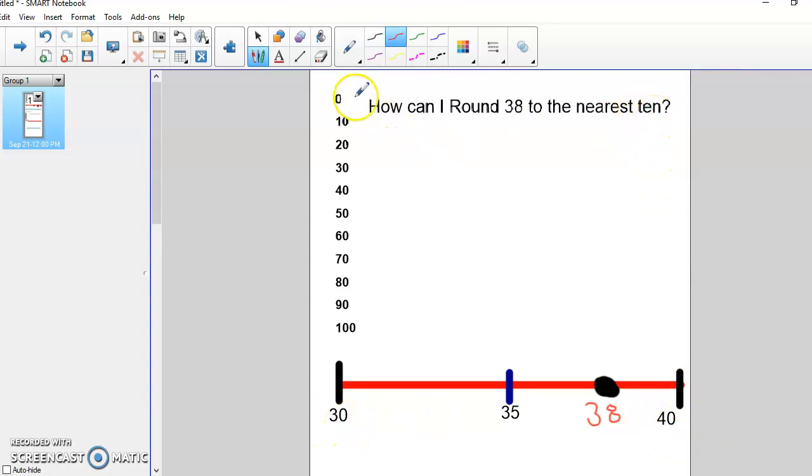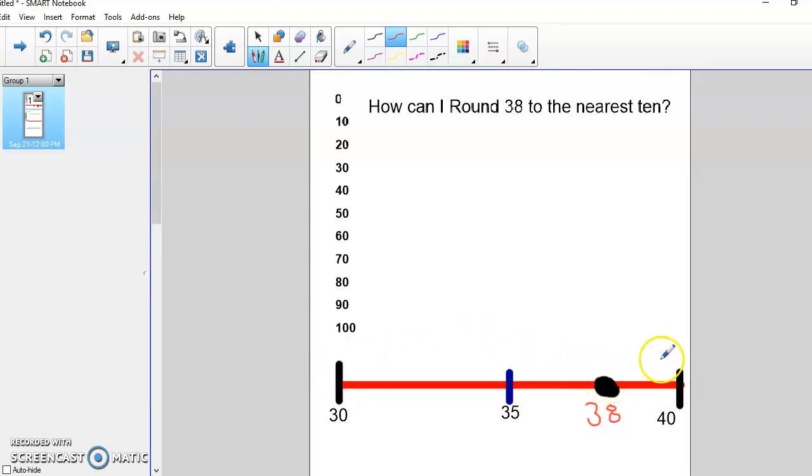the nearest 10. So remember, our answers are always going to be either 0, 10, 20, 30, 40, 50, 60, 70, 80, 90, or 100. So my two choices are 30 and 40. So I'm going to look at my point of where 38 is. Now, is 38 closer to the 40 or is 38 closer to the 30?